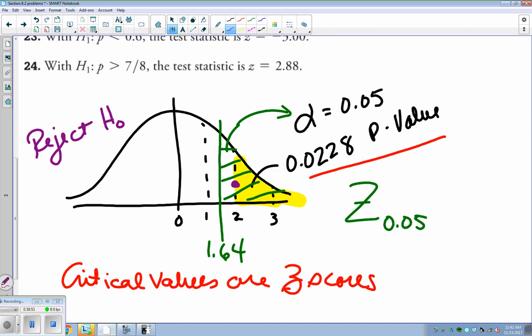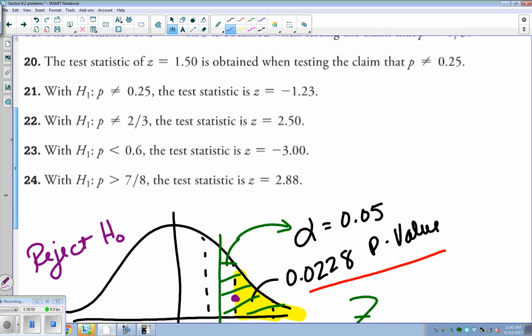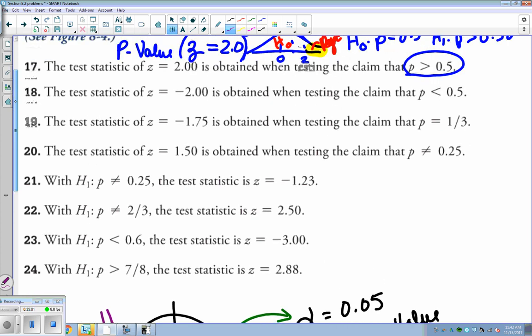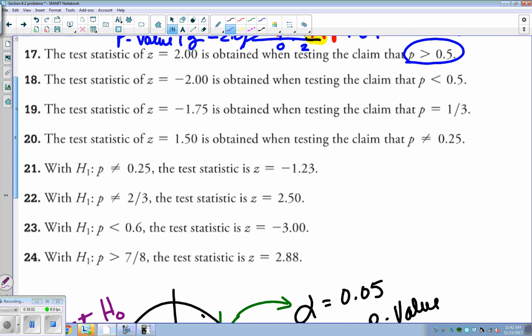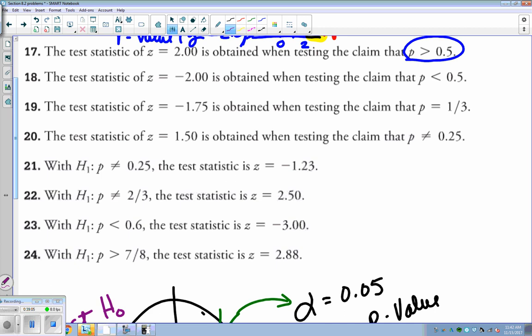Let's do the next one. I don't even know what the next one is. Here we go. So now, we can probably just do this one right in our heads, right? Because what is this? It's just taking the opposite end when it's less than. It's going to be the same result.